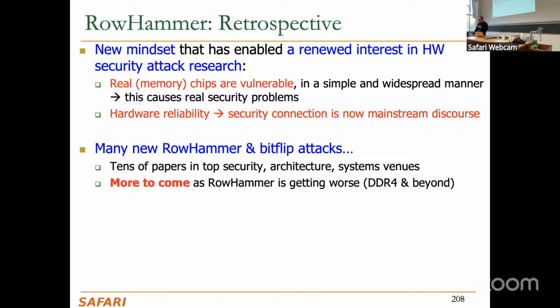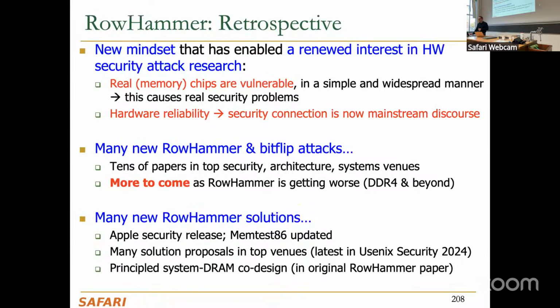There's more to come, I think. The bar is higher because people, meaning the DRAM manufacturers, are adding solutions. Memory controller manufacturers are adding solutions. So it's much more difficult to induce these attacks in a real system. But people also are becoming creative. It's more work, but it's good to do these to show that you can actually come up with new ways of attacking systems. And there are also many RowHammer solutions that we have discussed.